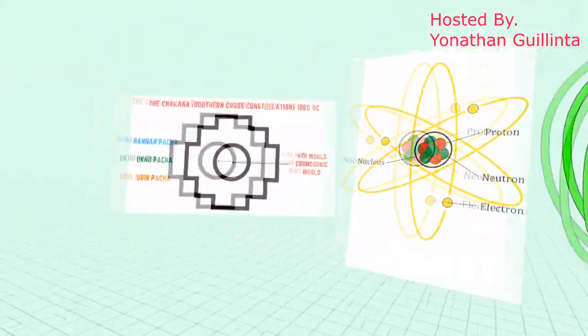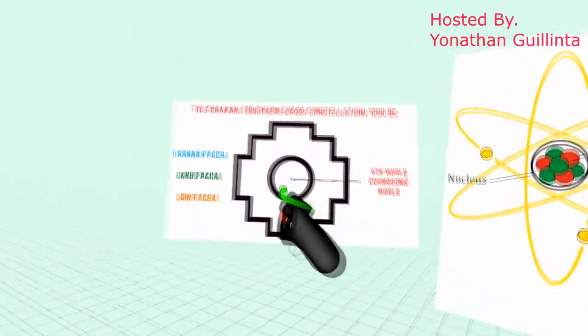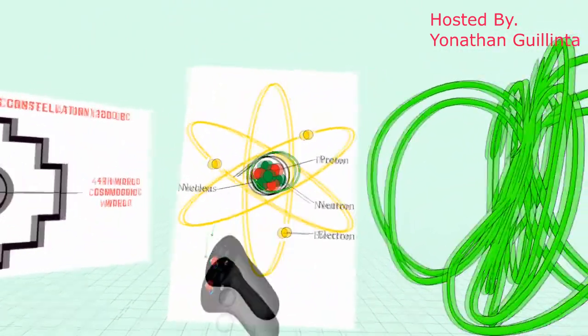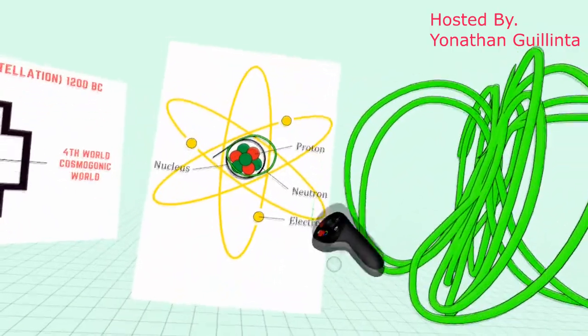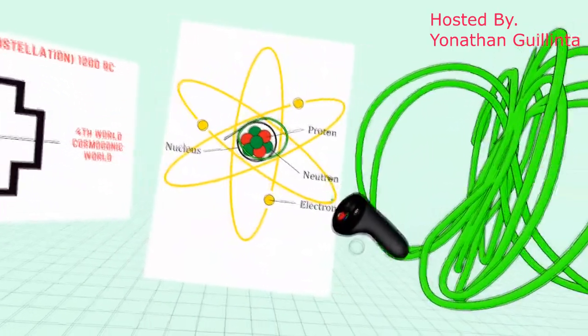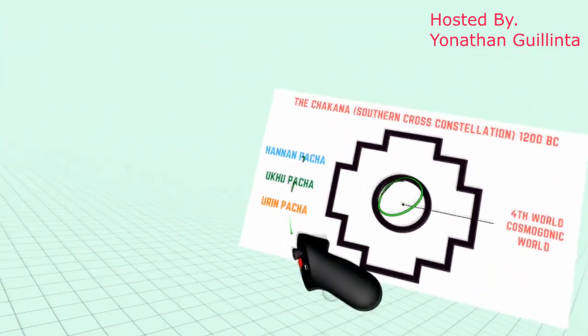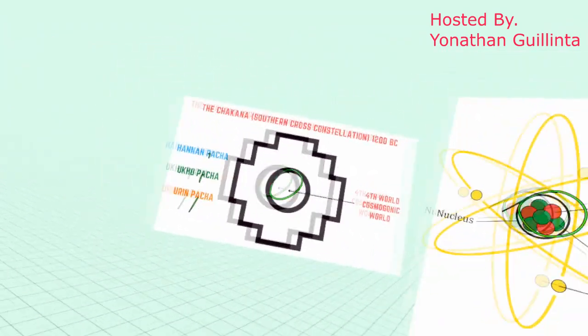See, for example, here we have a circle, a circle here. This is divided in three parts. You've got the protons, the neutrons, and the electrons. Here we have the Hanampacha, the Ukupacha, and the Urimpacha.